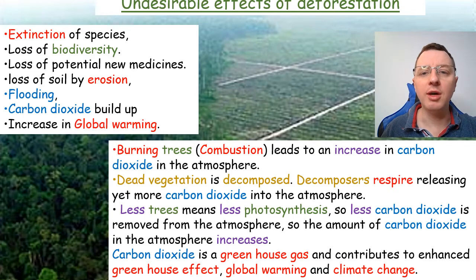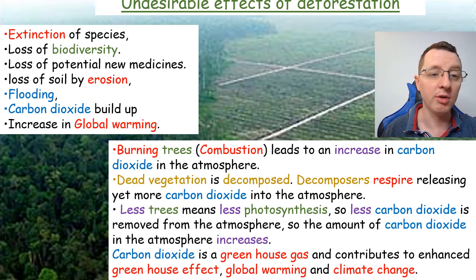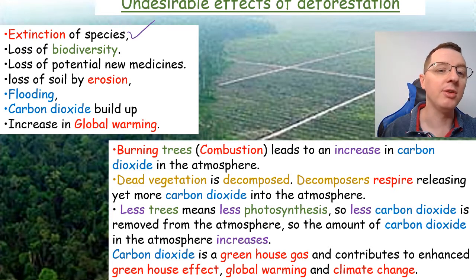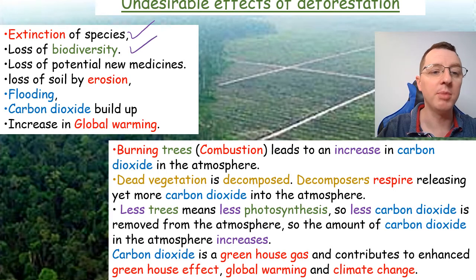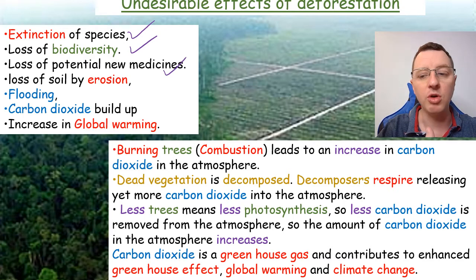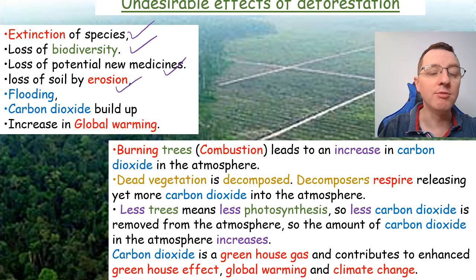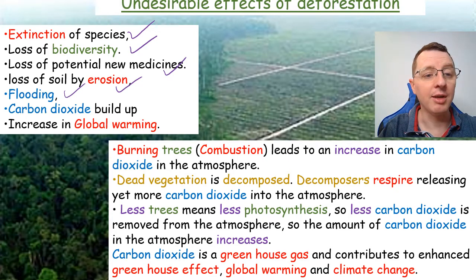What are the undesirable effects of deforestation? Why is it that we want to try and prevent or reduce the amount of deforestation that's going on? Well, when you destroy and cut down these forests or burn these forests, you obviously have an extinction of species that live in the forest, and this will lead to a loss of biodiversity and a loss of potential new medicines. There's a large amount of medical compounds which are found in the animals and the plants that live in areas of tropical rainforest or more temperate forests. You also end up with a loss of soil by erosion, and this can lead to flooding in the local areas, and that can lead to a loss of life as well.